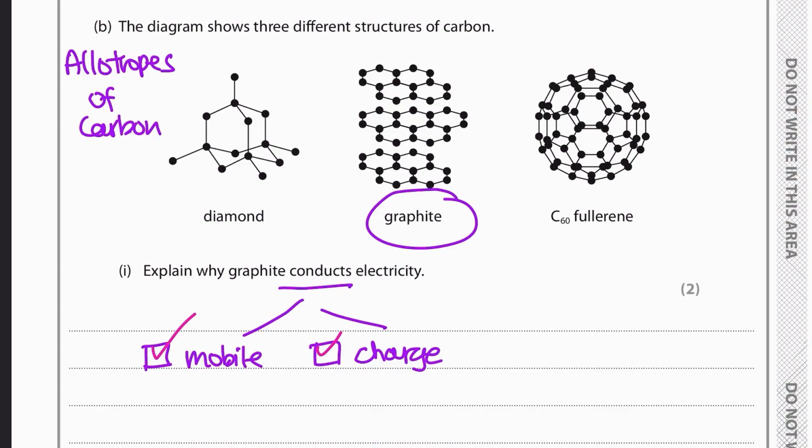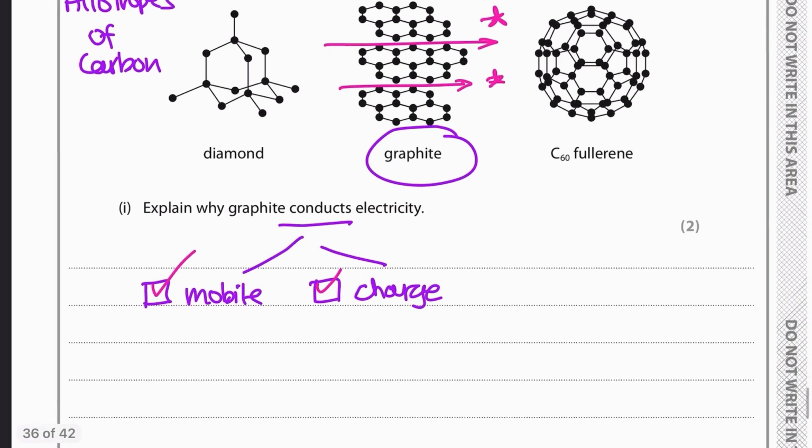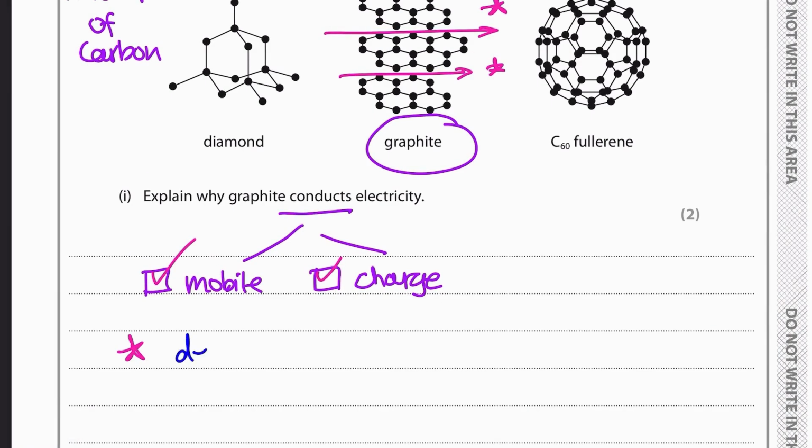And if you know your graphite structure, you know that it has three layers here that I've drawn out for you. And in between these layers are delocalized electrons, right? Right here. That's where it is. So you would put this as delocalized electrons, right? It has delocalized electrons, which can move and therefore carry a current.